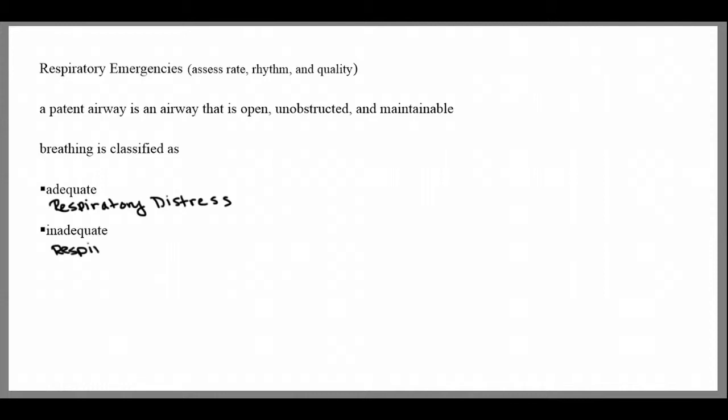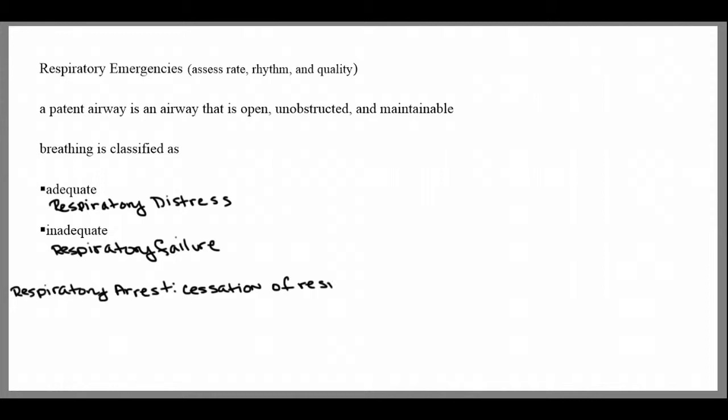Inadequate breathing, on the other hand, is breathing but not enough to live. A patient may have respiratory failure and need assisted ventilations, for example, with a BVM. Respiratory arrest is the cessation of respiration, so stopping of respiration. A patient in respiratory arrest needs artificial ventilations, for example, with a PFM, pocket face mask, or a BVM, or the like.